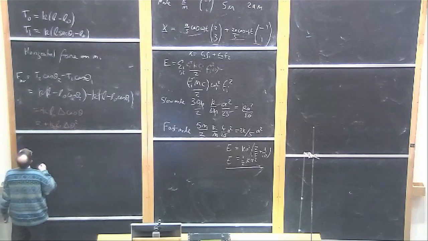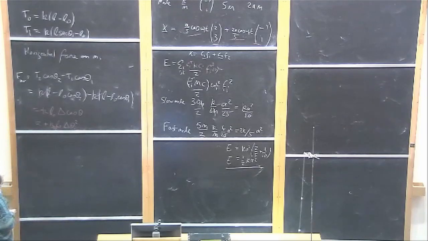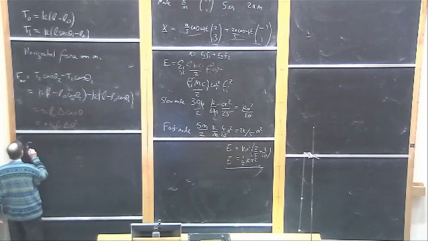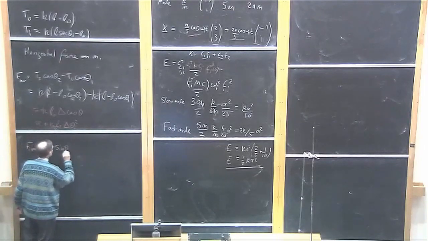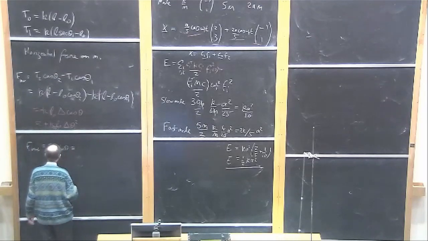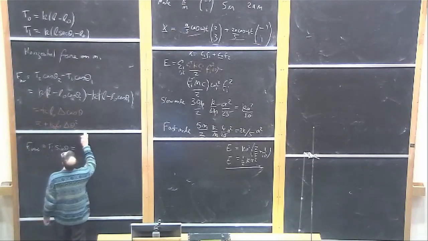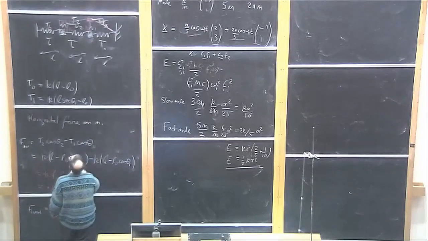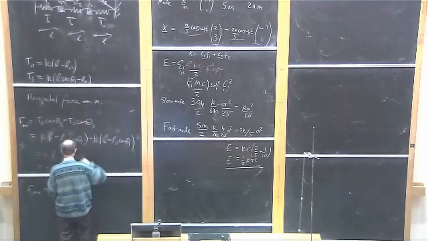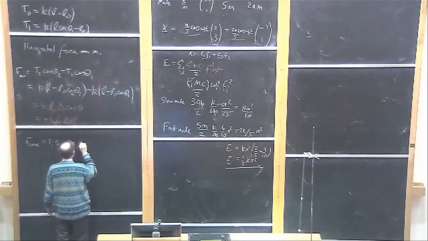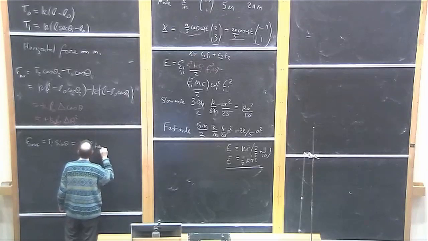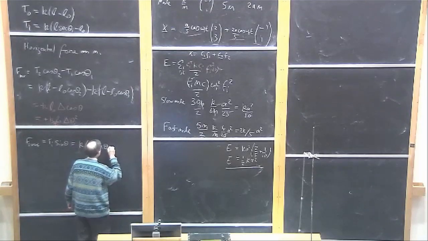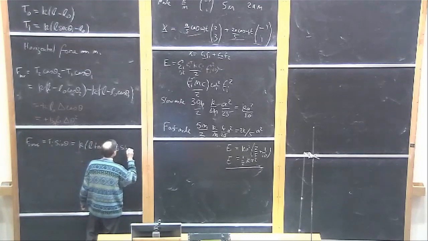In the vertical, the restoring force is T sine theta. So F vertical is T sine theta, which is, where's my expression for T? K L sec theta minus L0, which is K L tan theta minus L0 sine theta.